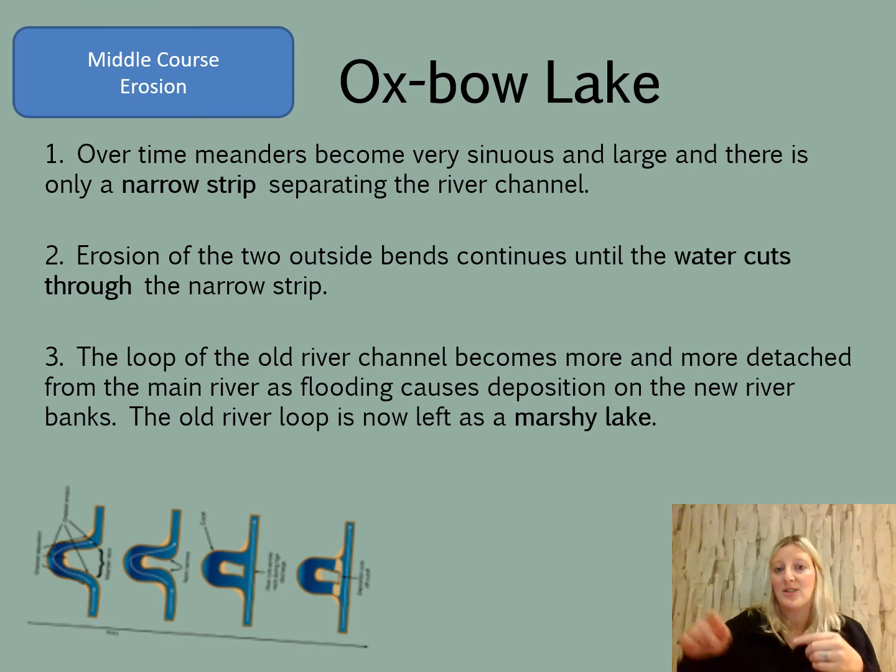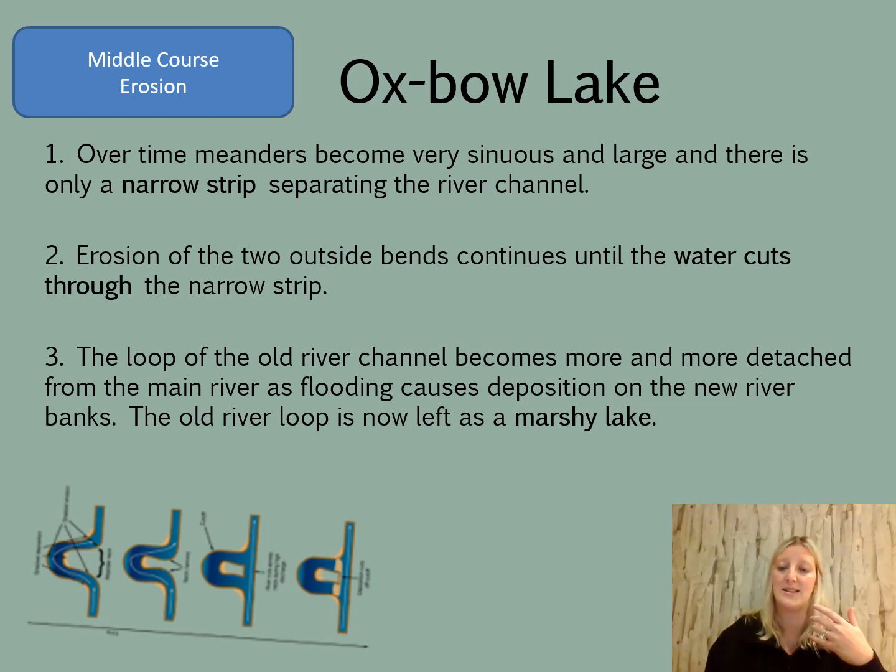Erosion of the two outside bends continues until the water cuts through the narrow strip. So that's the third diagram that you can see there. And the water is finding the fastest route. And so the loop of the old channel becomes more and more detached from the main river, and that stays in situ as a kind of marshy lake. Over time it may eventually dry up, but the river channel now is moving in that straight position.